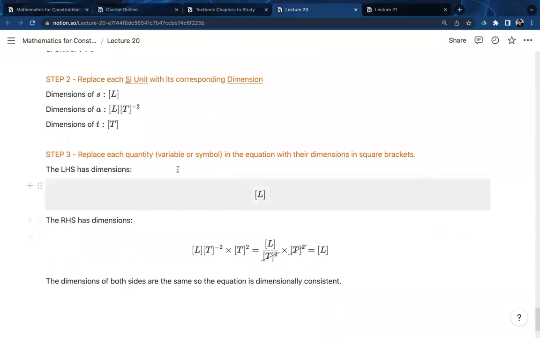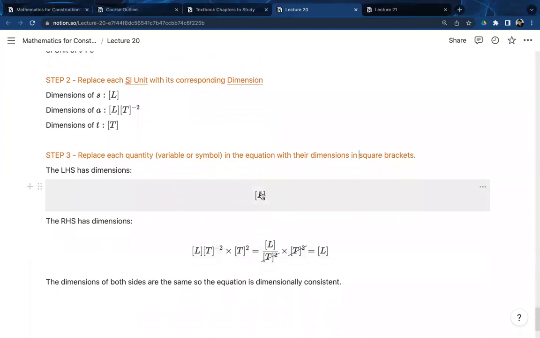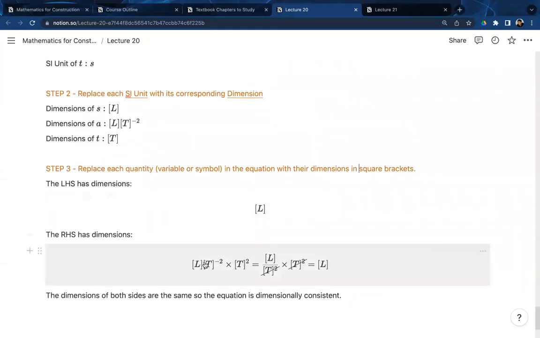Now replace each quantity in the equation with the dimension in square brackets. On the left-hand side I have s, so the left-hand side is just L. What's the right-hand side? a t squared over 2. Now we forget about constants. We don't need to divide by 2 on all these things, right? We have a t squared. So we have a, which is L T to the minus 2.